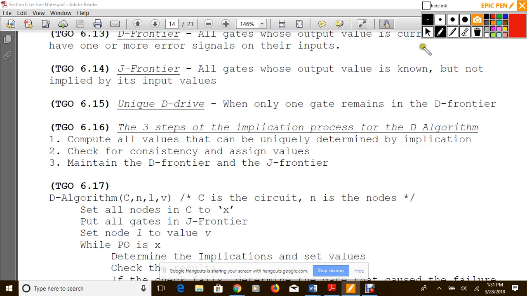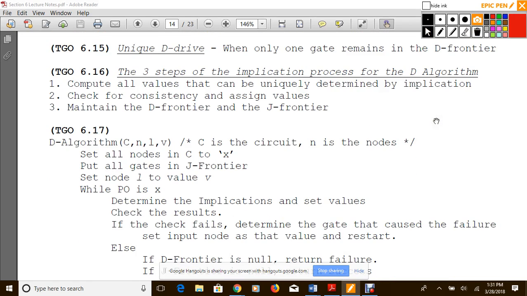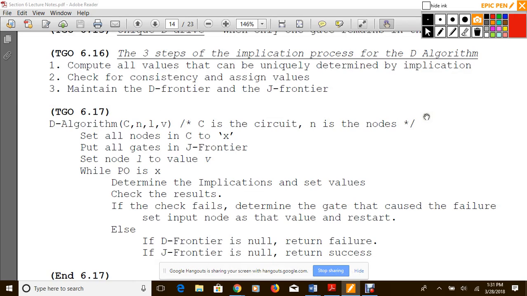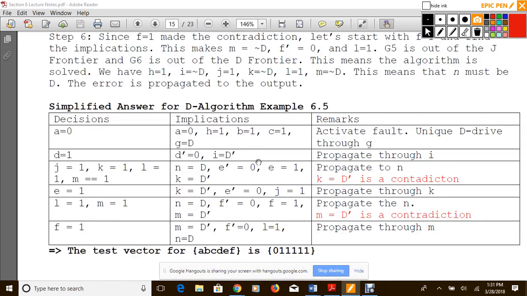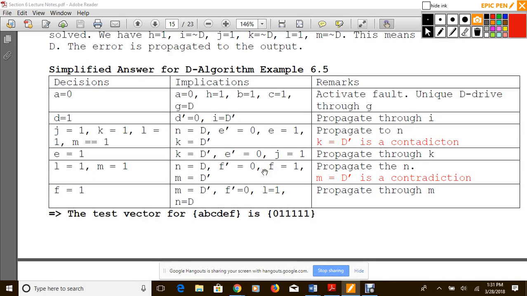So the 3 steps of the implication process for the D algorithm. 1, we have to compute all the values that can be uniquely determined by the implication. So that means we're going to imply that this line should be a 1 or should be a 0. And then we're going to check for consistency inside the values. And then we're going to maintain the D frontier and the J frontier. So basically what's going to happen, and I'll show you this after 6.17, is the best way to do it is to develop a chart like this.